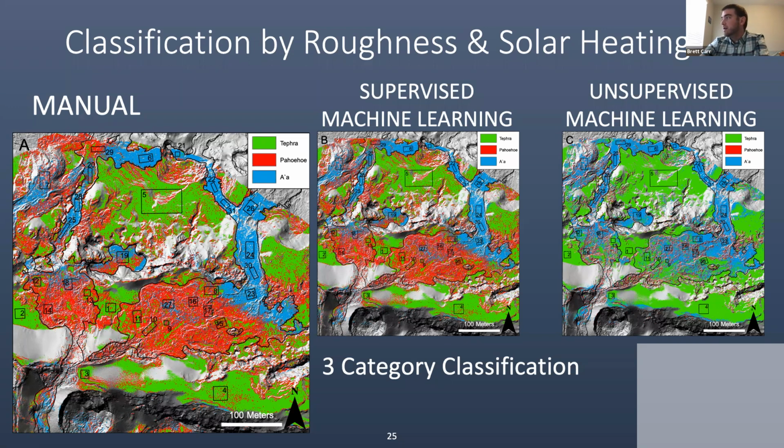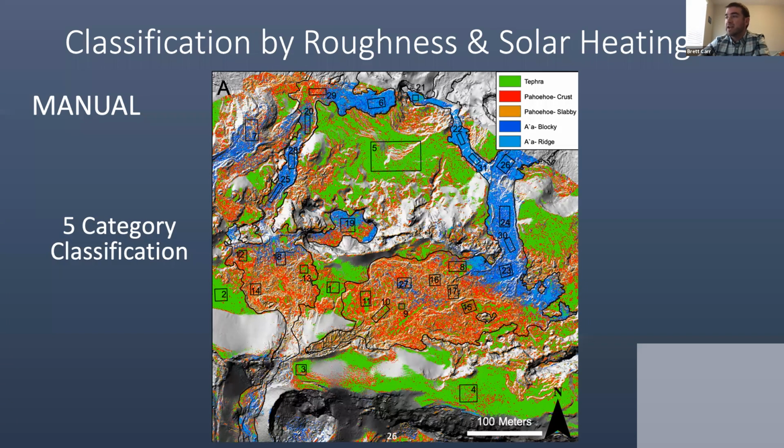And so in the unsupervised classification, the third category ends up being basically edges. You can see the red showing up along channel margins, levees in the flow, and along the edges of blocks of Pohohoi crust in the flow. That's what that method thought was the third most identifiable category.